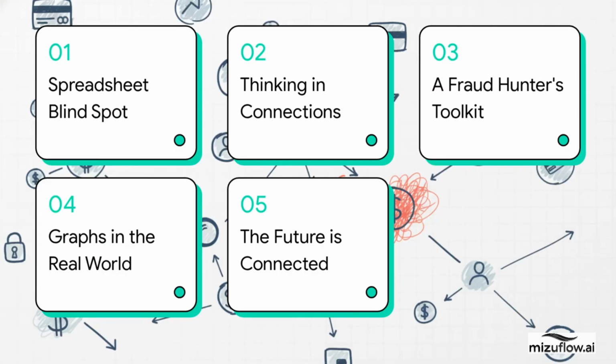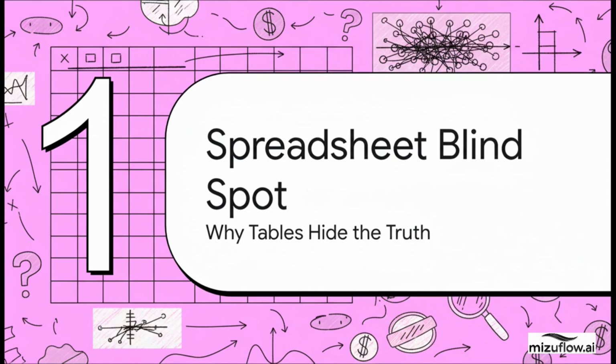So here's how we're going to break this all down. First, we'll talk more about that spreadsheet blind spot. Then we'll learn the super simple language of graph theory so we can start thinking in connections. After that, we'll open up a fraud hunter's toolkit, see how these techniques work in the real world, and finally, we'll look ahead to why this connected future is about way more than just fraud. All right, let's dive into part one, the spreadsheet blind spot, or as I like to call it, why your tables might be lying to you.